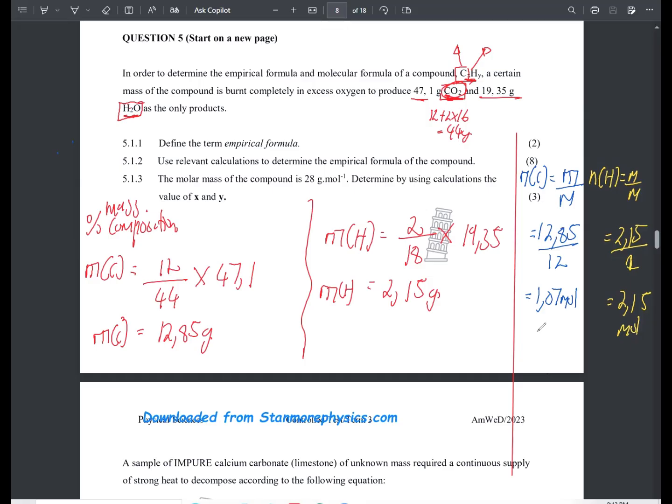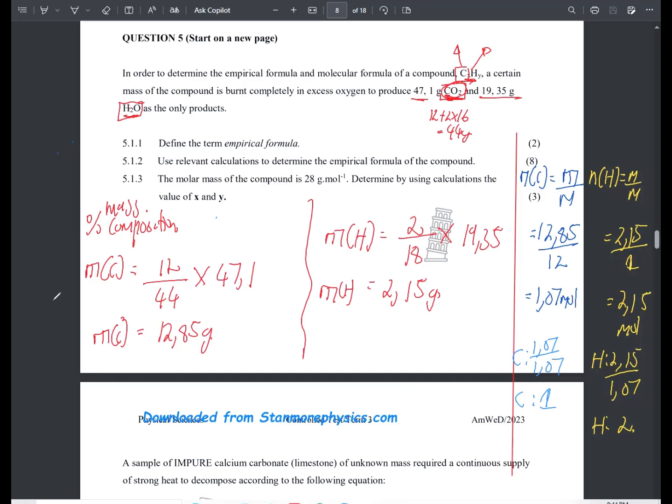Now, the second step is to do what? Divide by the smallest number of moles, which is this. So to find the ratio of carbon, it's 1.07 divided by 1.07, which is going to give us 1. Then to find the ratio of the hydrogen, there will be 2.15 divided by 1.07, which is going to give us, rounded off, 2, right?